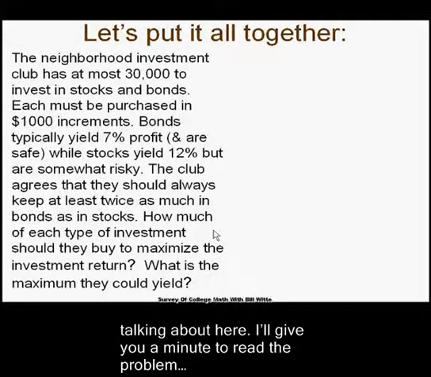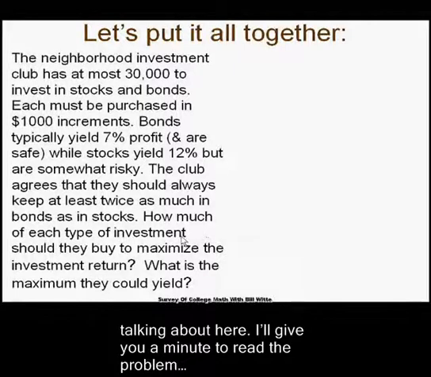So the club has agreed that they should always keep at least twice as much in bonds as in stock, so that they're not going to lose a lot all of a sudden, perhaps. They want some stock to make some money, but they don't want too much risk. How much of each type of investment should they buy to maximize their return based on these constraints? They want to know how much. And then they want to know, what is the maximum? What will it yield if they use these maximum numbers? So we really have a couple questions to this.